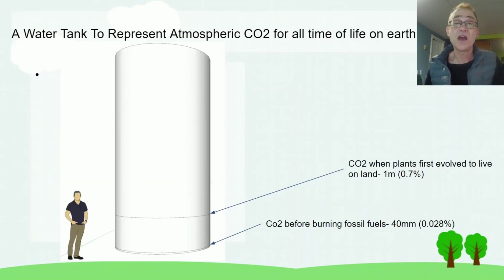Life used carbon dioxide faster than it was being made, so it continued to drop in levels until there was only 40 millimeters left in the tank. So it went from 100 meters at the start of life on Earth to 40 millimeters, and it stayed there for millions of years. Instead of having a nearly limitless supply, plants now only had what was being created by animals on Earth.